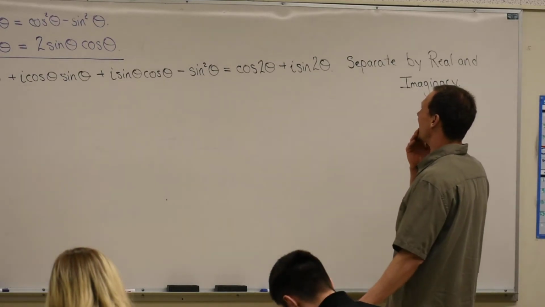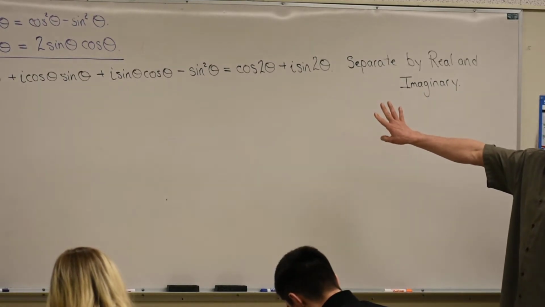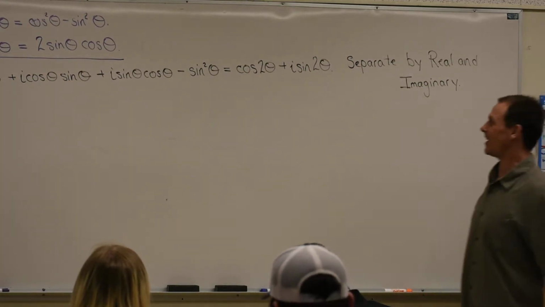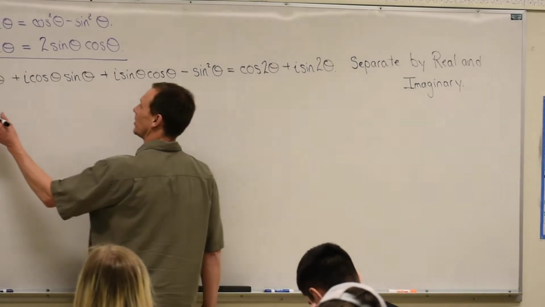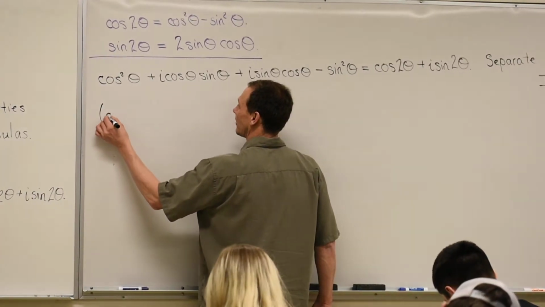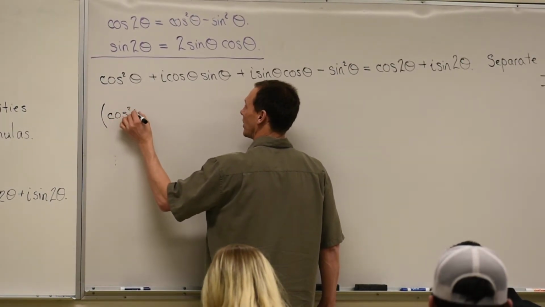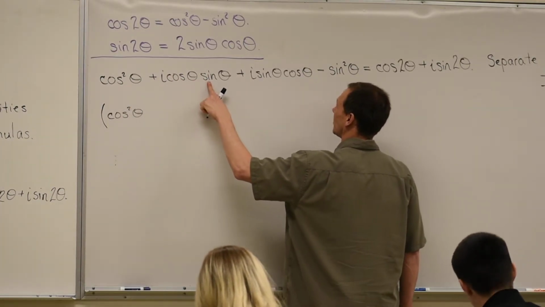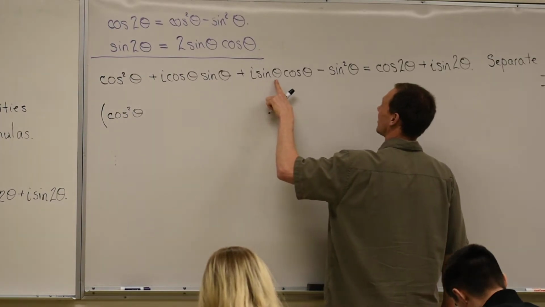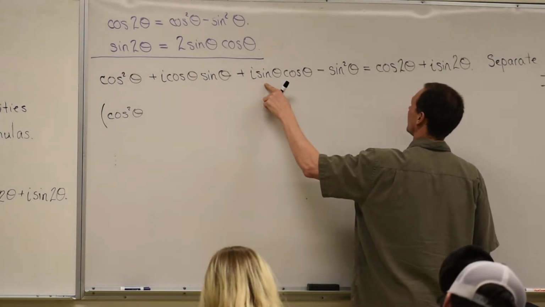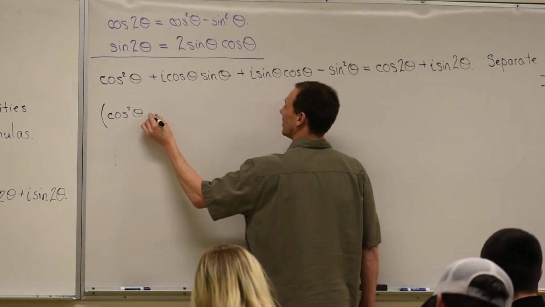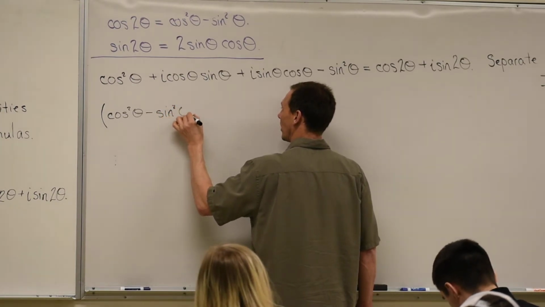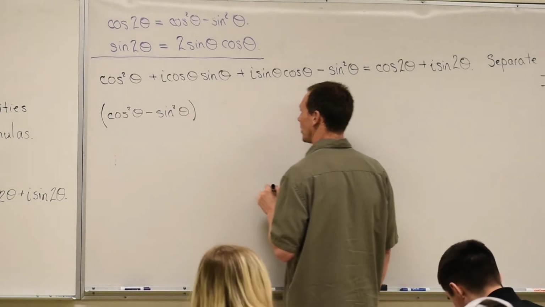So the right-hand side, I don't have anything to do. But on the left-hand side, I'm going to start with my real part. I'm going to put a parenthesis here too. I have cosine squared of theta. Cosine times sine, that's imaginary, so we'll come back. I sine theta cosine theta, that's imaginary. And I have a minus sign. So minus sine squared theta, that's a real function.